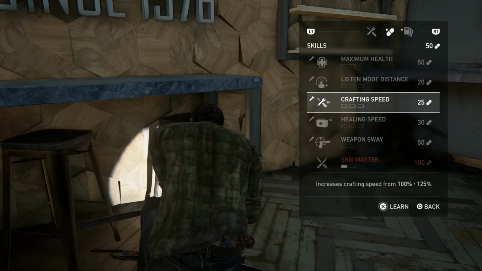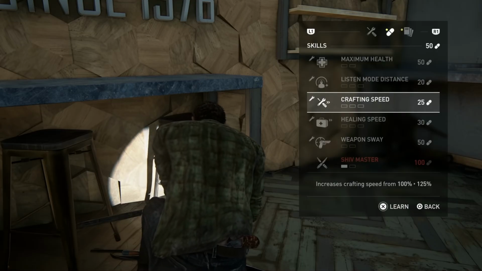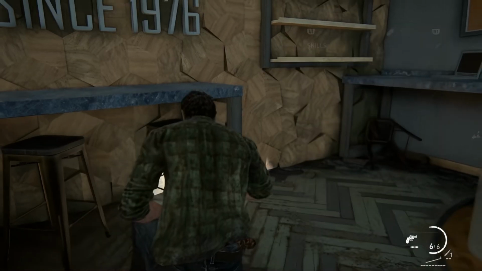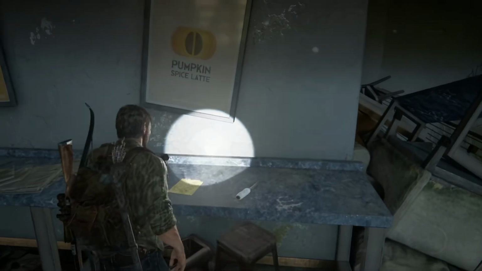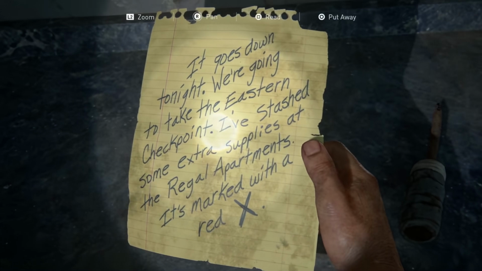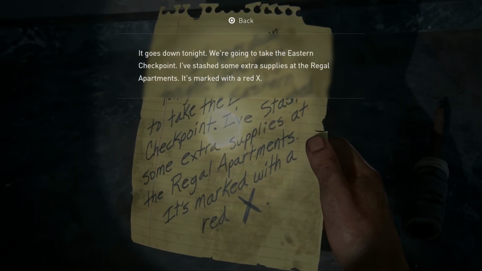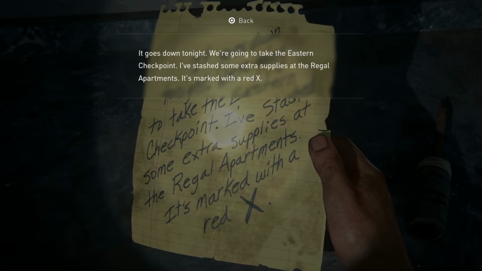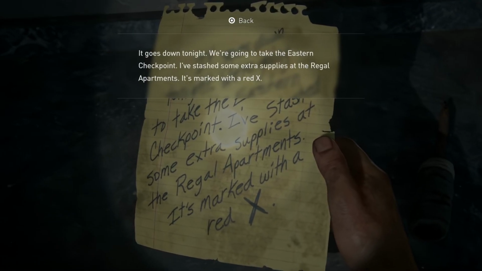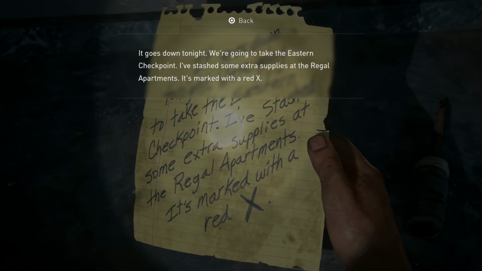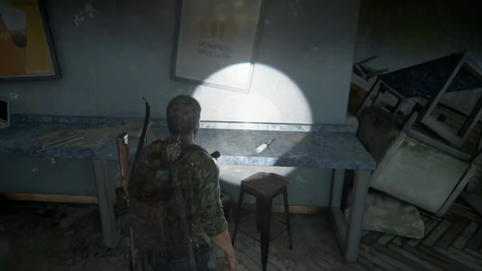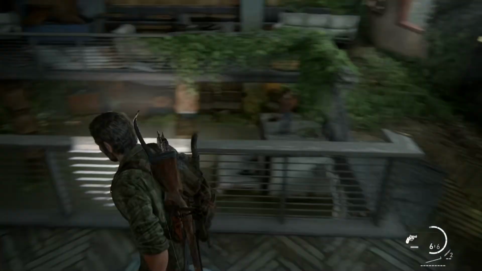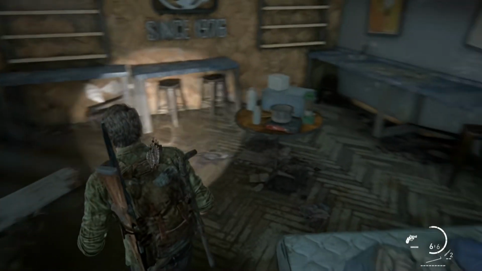Now that we understand the basic definitions, let's travel back to the early 2000s to see how this debate emerged. The roots of the ludology versus narratology debate trace back to the early 2000s, a period marked by rapid technological change and a surge in digital game production. As games became more complex and culturally significant, scholars sought new ways to understand them. This led to a lively debate: are games best understood as systems of rules and interactions, or do they derive their meaning from the narrative and storytelling?